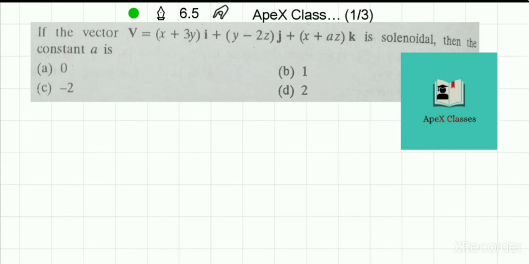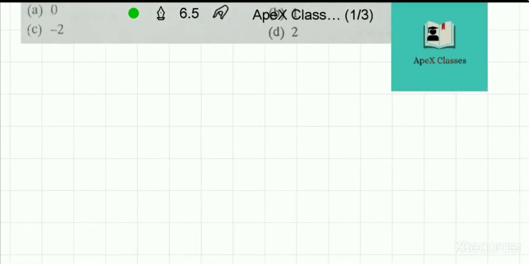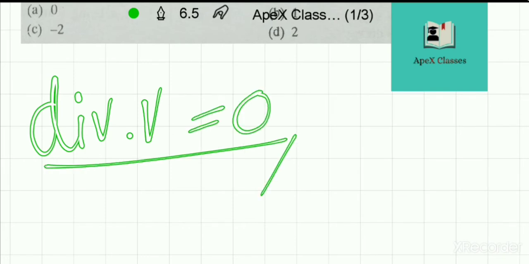And the question is: if the vector v = (x + 3y) i cap + (y − 2z) j cap + (x + az) k cap is solenoidal, then the constant a is? So first of all, we will have to write the condition for a vector v to be solenoidal. That is, the condition is divergence of v should be equal to 0. This is the condition for a vector to be solenoidal.